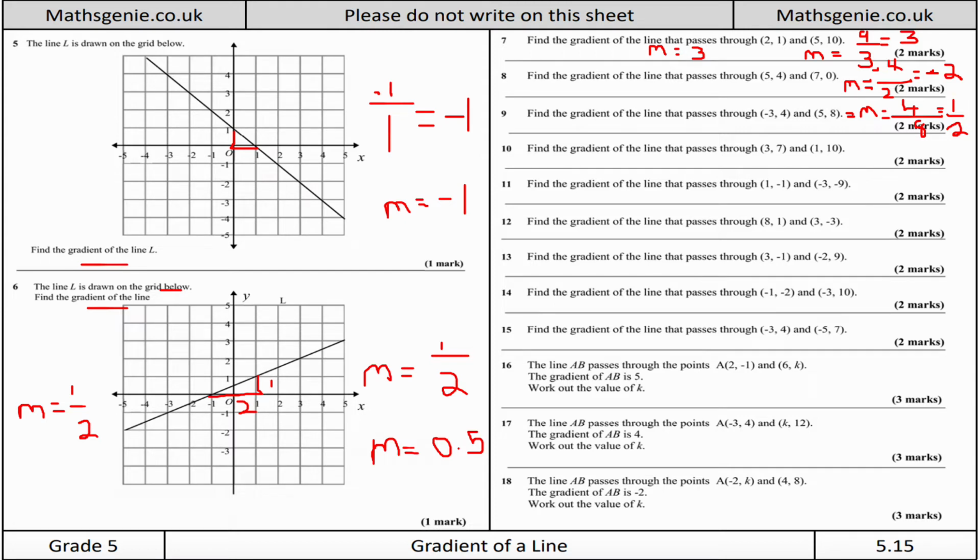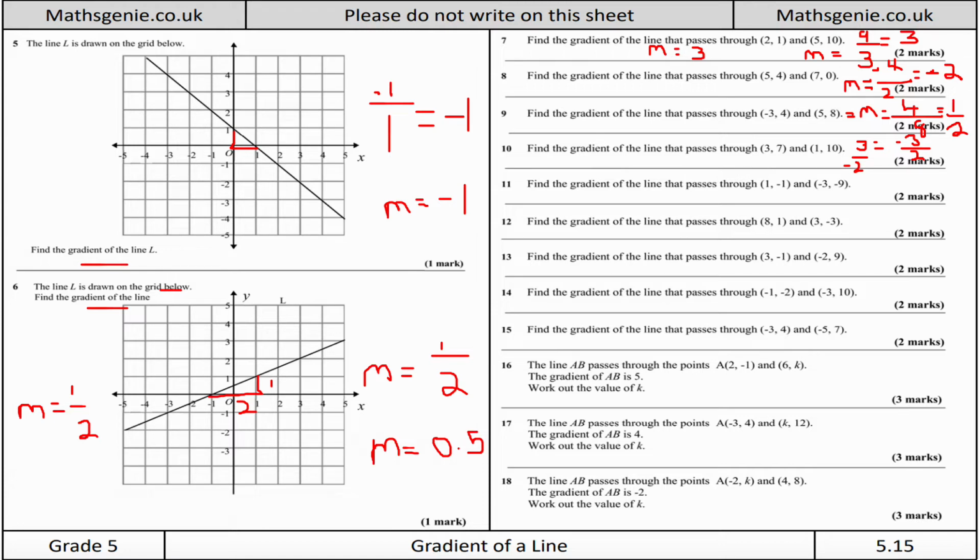This is question number 10, guys. Find the gradient of the line that passes through these 2 sets of points. 10 take away 7 is 3. 1 take away 3 is negative 2. So the answer is just minus 3 halves. This is question number 11.